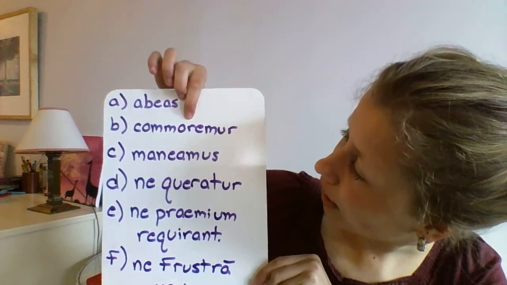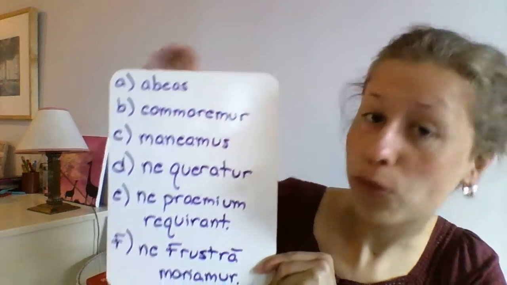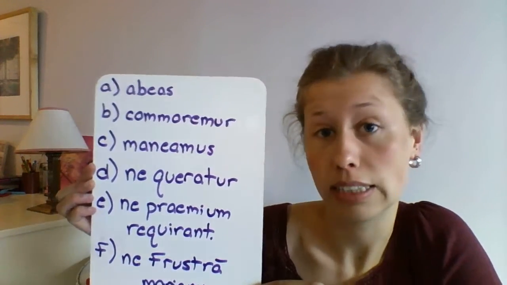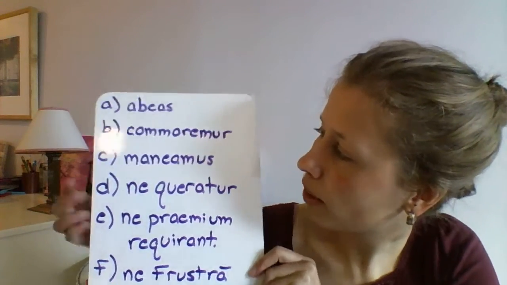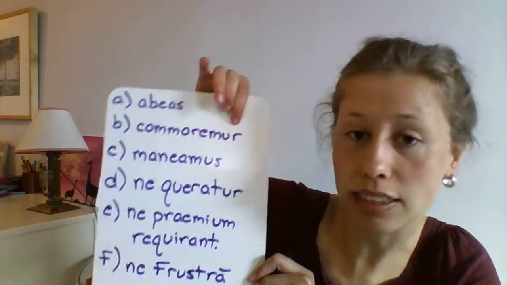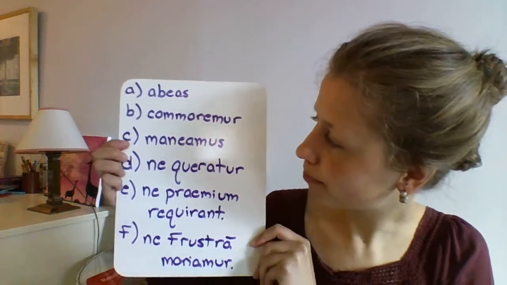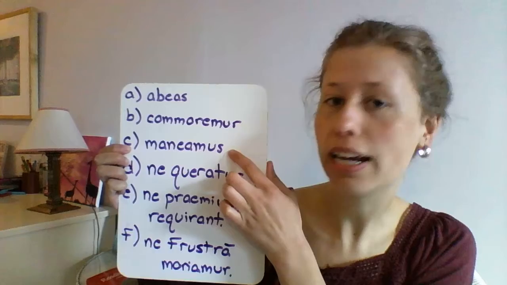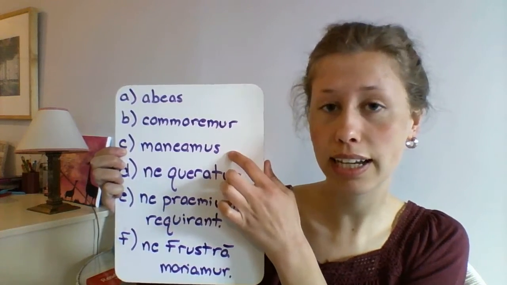Okay, so then next we have camoremor. This comes from the word delay, and it is deponent, so it means let us delay, present subjunctive. Next we have verb maneo, meaning stay, and maneamos, so let us stay or let's stay.